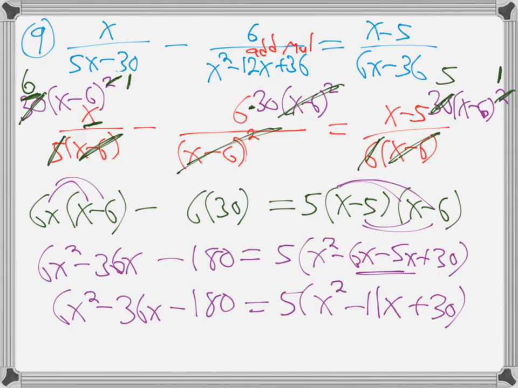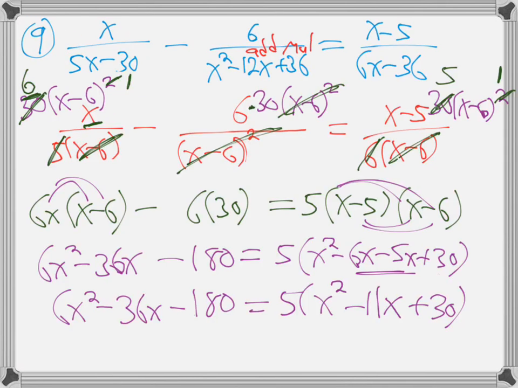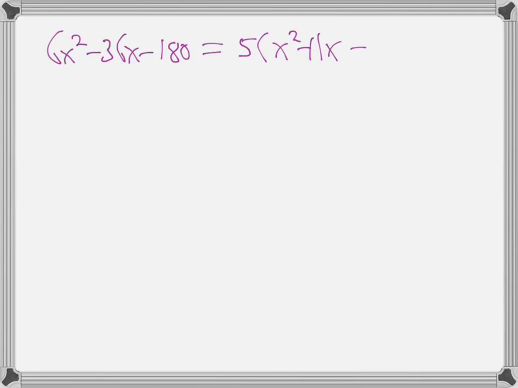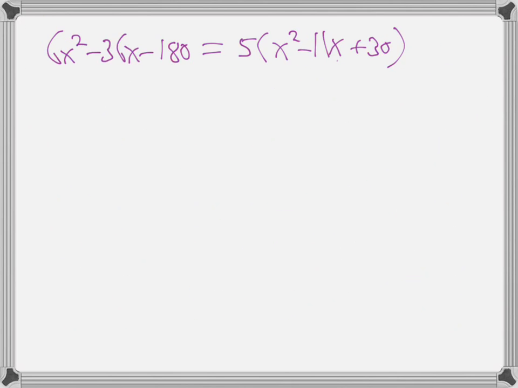So 6x squared, what is it? Minus 36x. Minus 180 is 5 times (x squared minus 11x plus 30). Everybody good to there? So now we've got to distribute through that right side. We see how we gathered like terms here. Now distribute through the right side. Boom, boom, boom. 5x squared minus 55x plus 150.